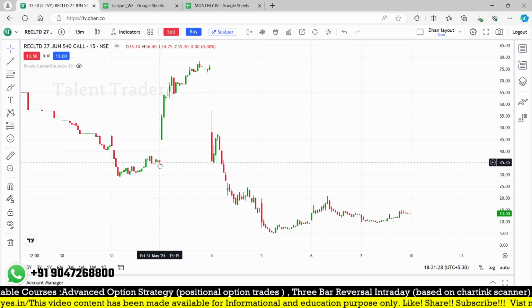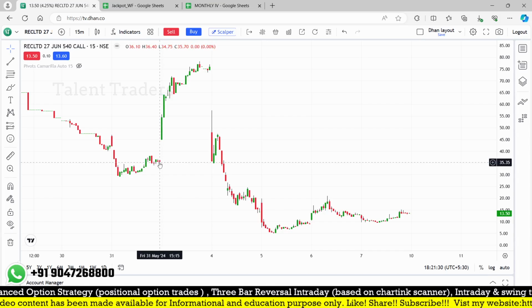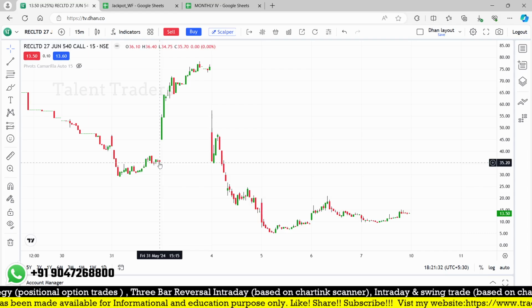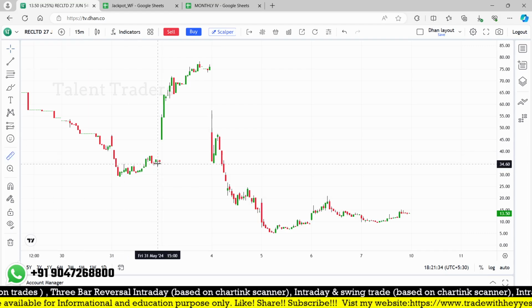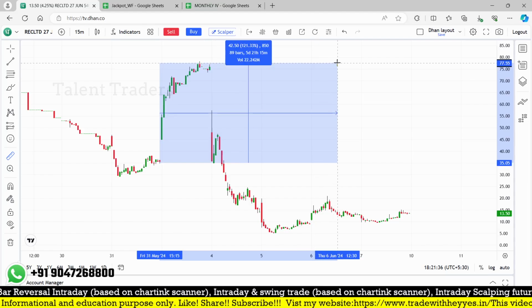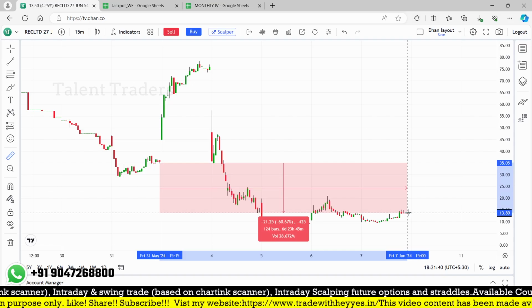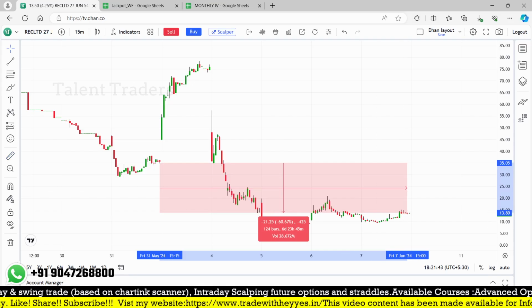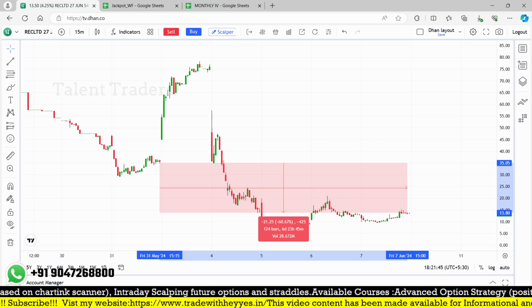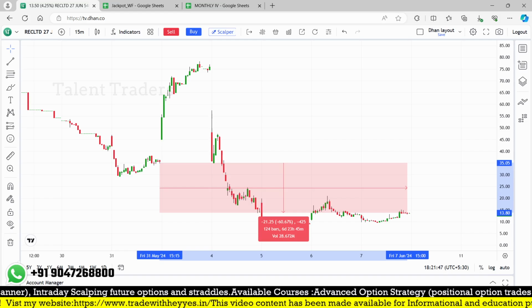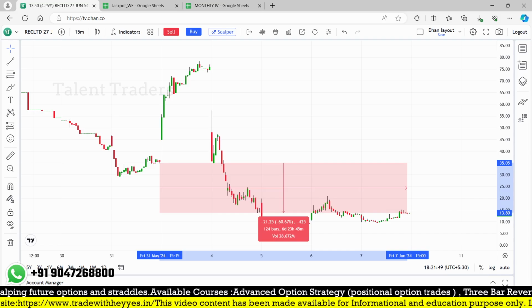You can see the 31st closing price was almost 35 rupees, and from that 35 it went up huge, near about 77. From there it came down to 13. So this is the gap up and gap down due to that result. That's why we tell you to avoid such days of high expected volatility.